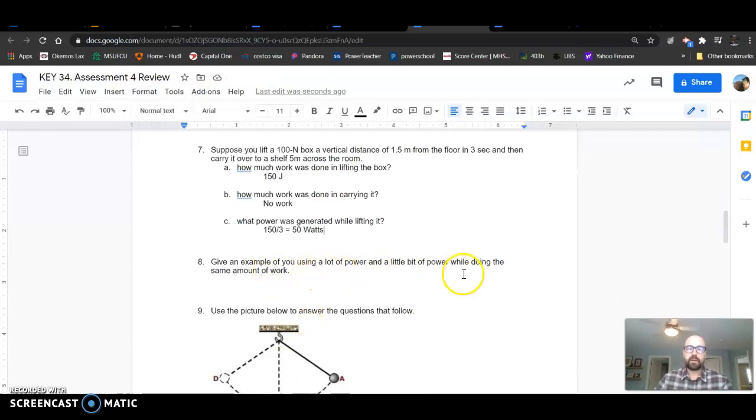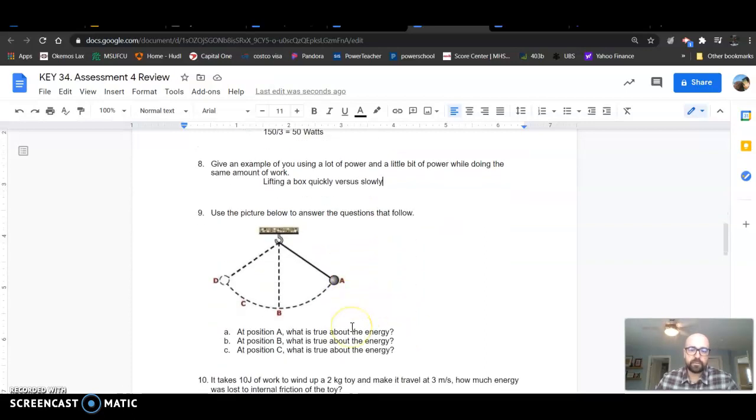Example of you using a lot of power and a little bit of power while doing the same amount of work. Some of you used your stair examples, which is fine. I would encourage you to think of other examples like that. Maybe you lifting a, what might be something you lift at home? We'll say a box. Lift a box quickly versus slowly. So this says you'd use a lot of power to lift it quickly versus a little bit to do it slowly.